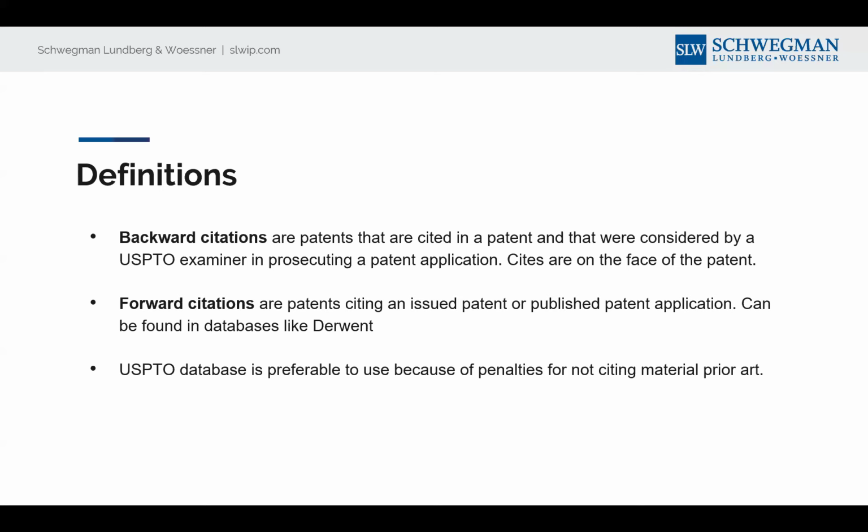Forward citations are patents citing an issued patent or a published application. They can be found in databases like Derwent. That's the database I use. I believe that the USPTO also tracks forward citations. And the USPTO database is preferable to use because of the penalties for not citing material prior art. You may get more prior art than you need, but you should get all of the relevant prior art that any of the parties knew about. Next slide.